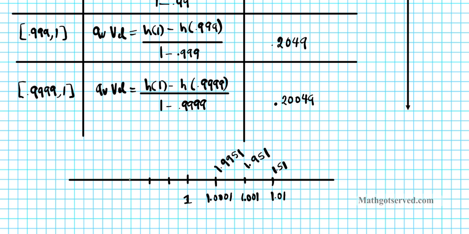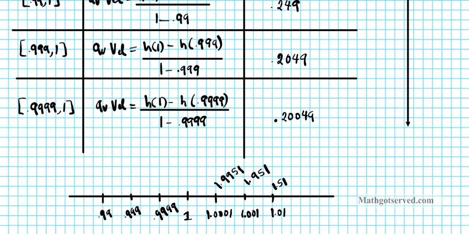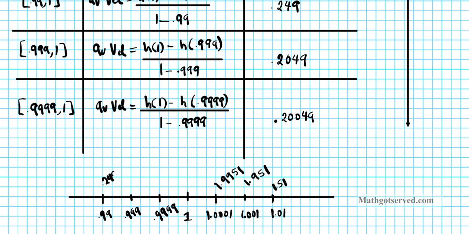So we also picked 3 values to the left of 1. And then we asked ourselves, if we get closer and closer to 1 from the left, what value is the average rate of change approaching? So we picked 0.99, and then 0.999, and then 0.9999. For the first one we got 0.249, and then the next one got 0.2049, and then for the next one got 0.20049. So what do you think this value is? You see what these two values are approaching?